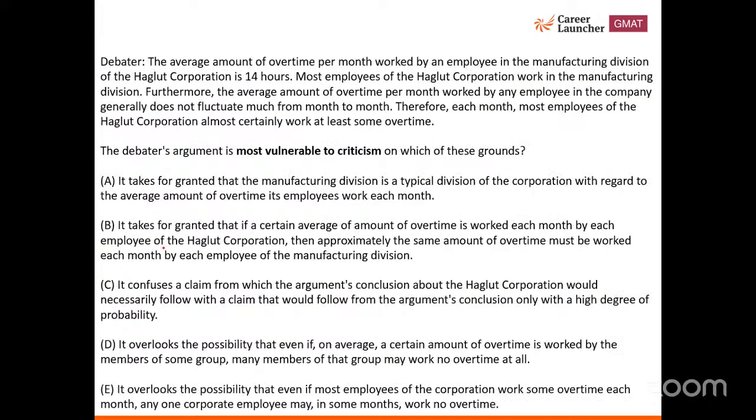Right. So let's have a look at another question here. This is another question on a typical argument type that we've talked about. Please go ahead, have a look at this. Which one is most vulnerable to criticism on which of the following grounds here? So let's go ahead and identify which one of the choices presents what is being asked. Have a look at it.